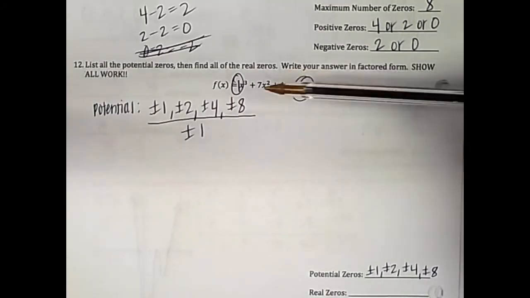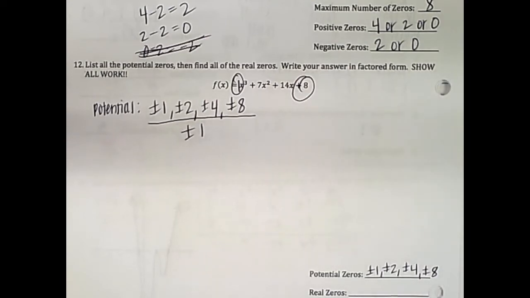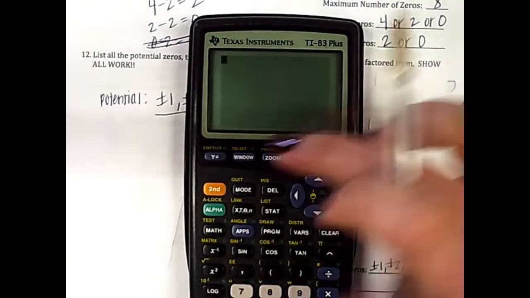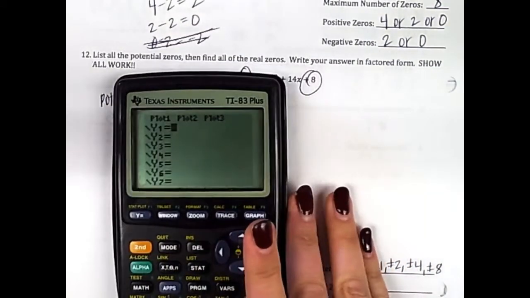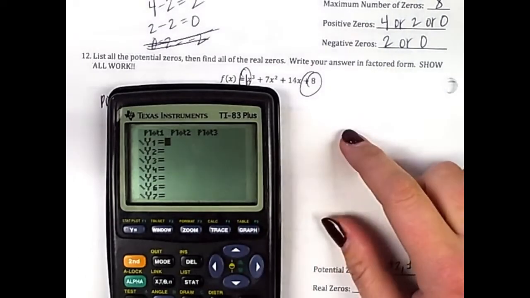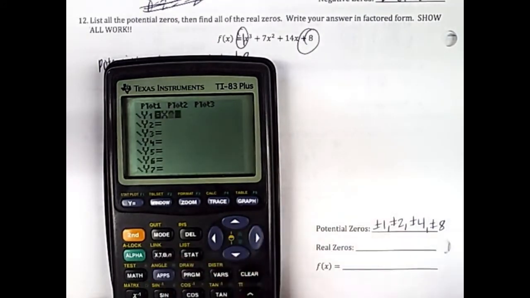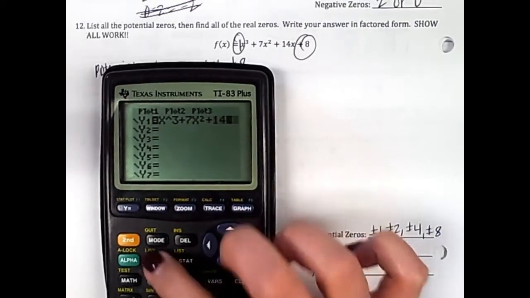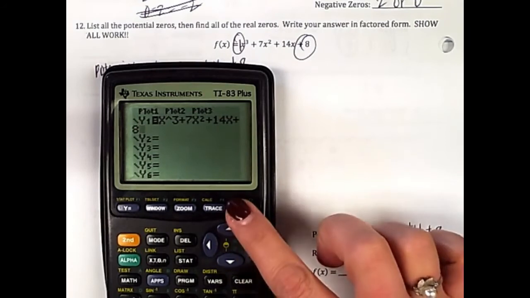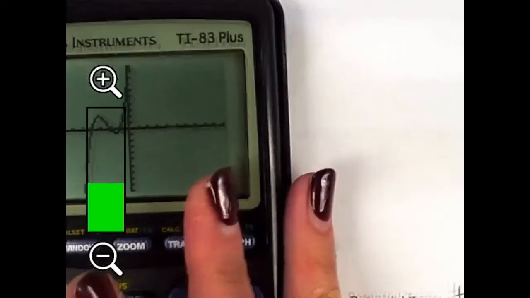So now that we found all of our potential zeros, we're going to start looking for all of our zeros. That's when you need to get your calculator out. Once you get your calculator out, we are going to graph our function. So into our calculator, we are going to plug in our original function: x to the third plus 7x squared plus 14x plus 8. And then we are just going to graph that. Remember, we're looking for a 0, where it crosses the x-axis. That's what a 0 is.